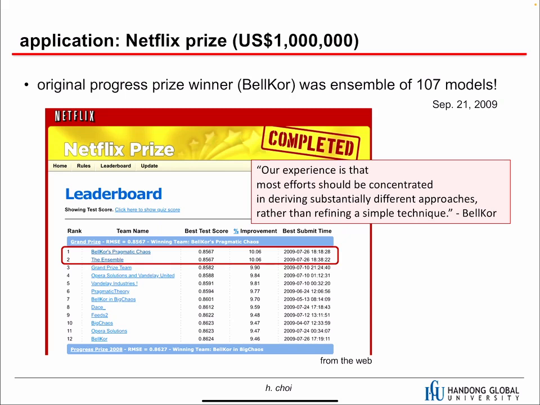And the next application is Netflix Prize. There was a competition in Netflix, and it's basically a film recommendation. And there was a winner, and in interview he said, our experience is that most efforts should be concentrated in deriving substantially different approaches. As I said, in ensemble learning, we need different models. So substantially different approaches rather than refining a simple technique. So he used a lot of models and he combined. So basically he used 107 models for ensemble learning.